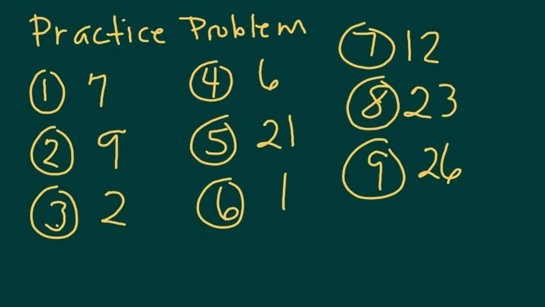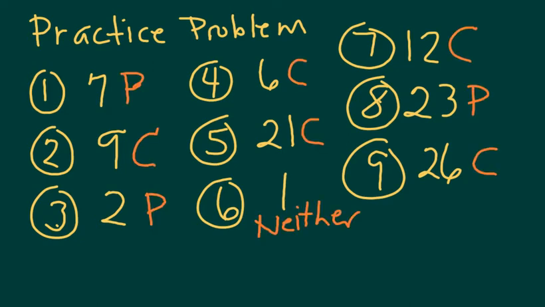Okay, get ready to do some practice problems. You're going to write C for composite or P for prime beside each one of these numbers. Be careful though, there's one exception. Okay, here's your answers. Did you get them all right? Surely you did not let me trick you with that 1.